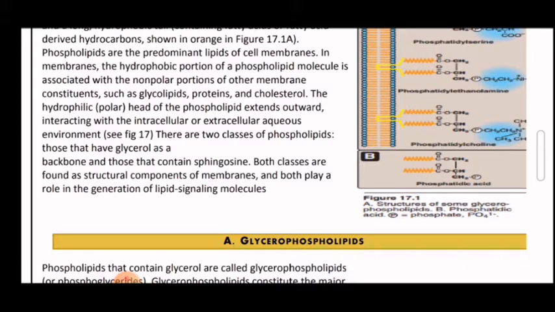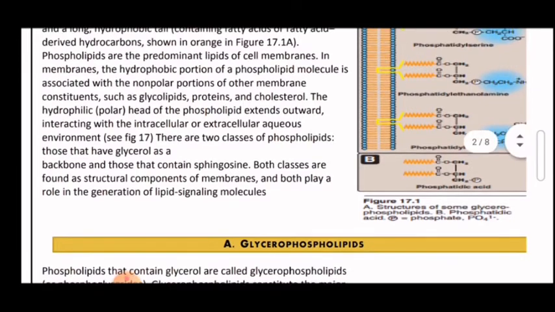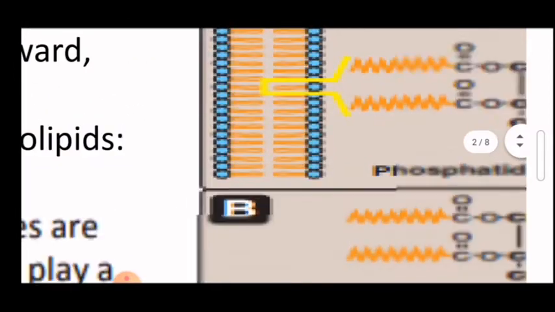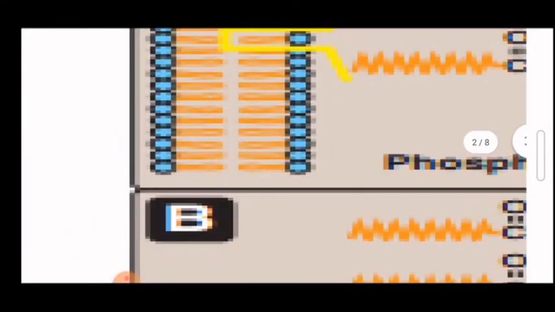extends outwards, interacting with the intracellular or extracellular aqueous environment, with the surrounding water. Here is a bilayer, so the hydrophobic tails of both layers are facing each other, while the heads, which are the polar parts, face the outward surrounding, which consists mainly of water.